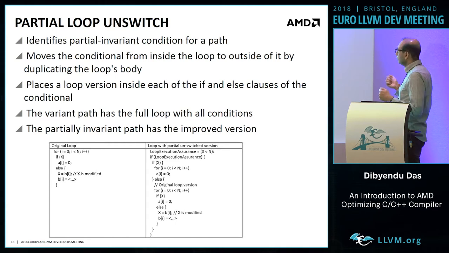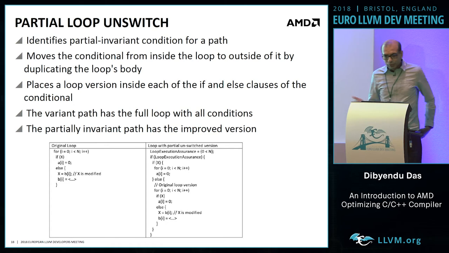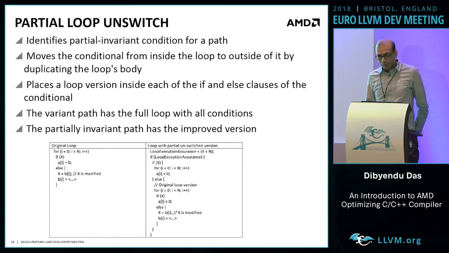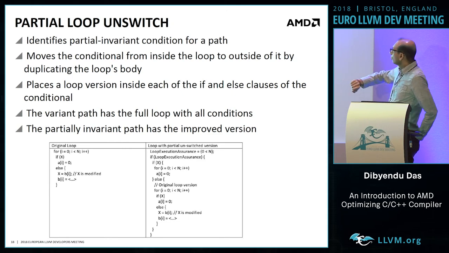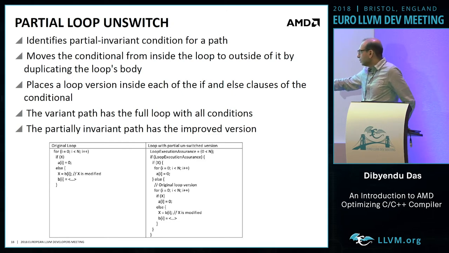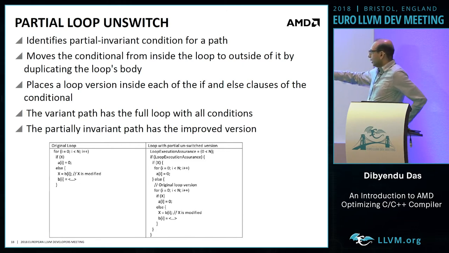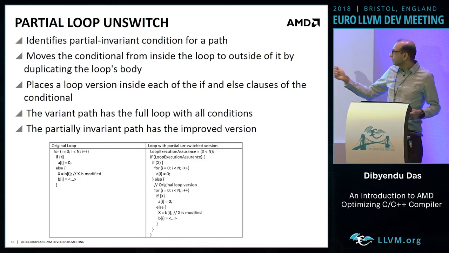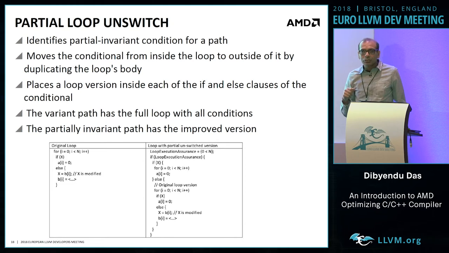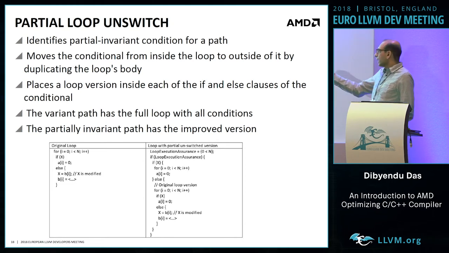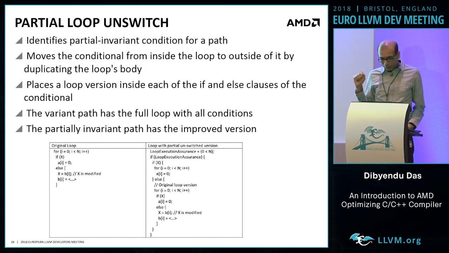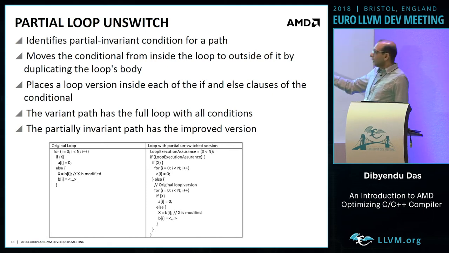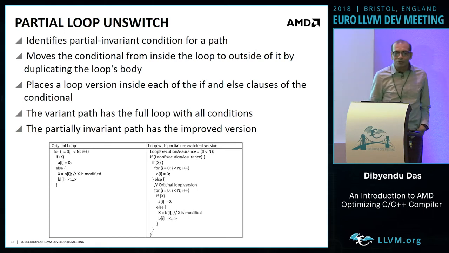Partial loop unswitching is something we presented at EuroLLVM last year; one of my colleagues presented it. You may not be able to see all the code here, but the interesting part is, if you look at the original loop on the left, a condition test like 'if X' is actually not invariant, because X is modified in the else part of it. But the nice thing is, if it ever enters the 'if X' path, it will never enter the else path, because X is not modified.